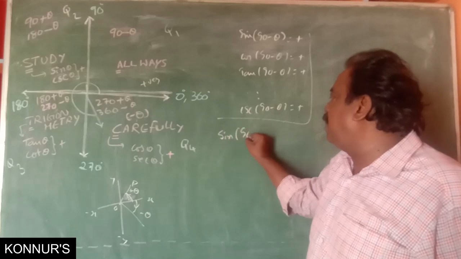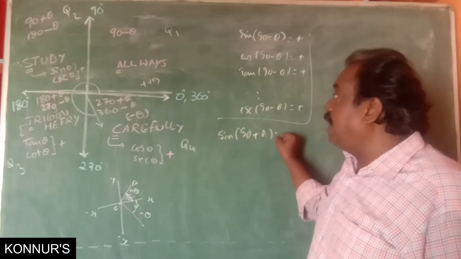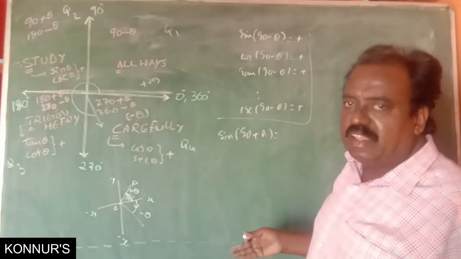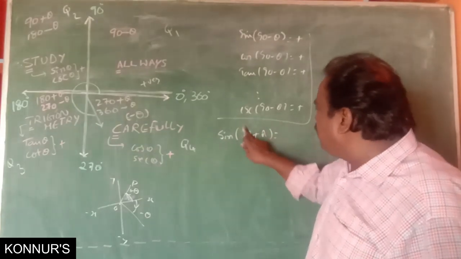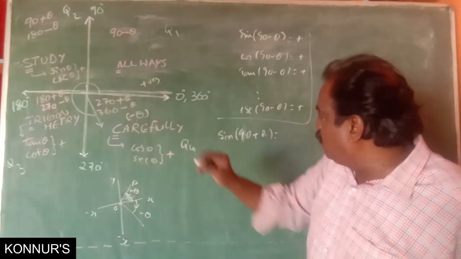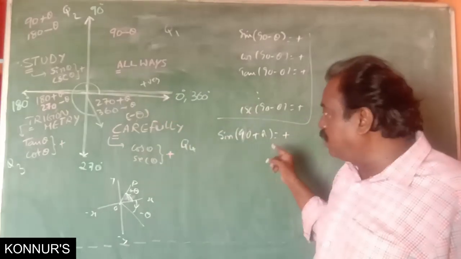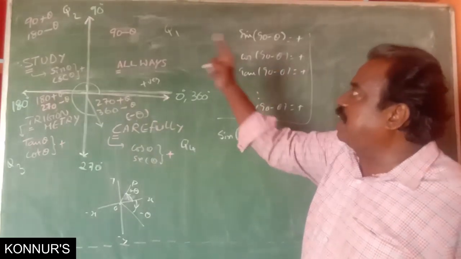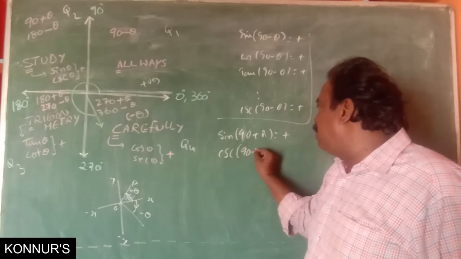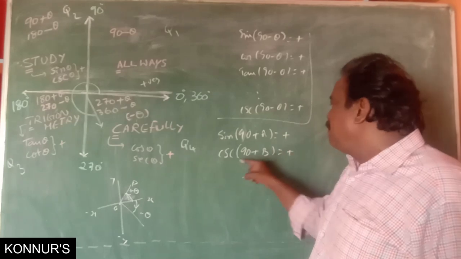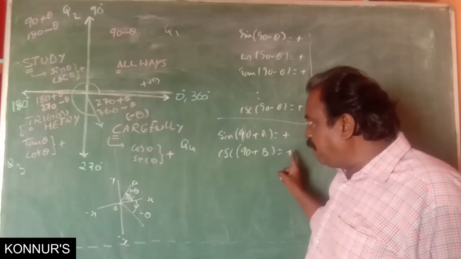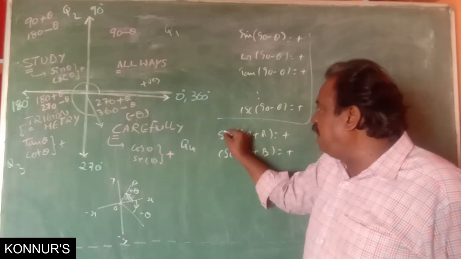Suppose sin of 90 plus A is there, not only for theta, theta is general, but A, 30 degrees, beta, alpha, you take any angle. 90 plus is important. Sin of 90 plus is positive. You note it, 90 plus means second quadrant. In the second quadrant sin is positive, not only sin, cosecant is also positive.